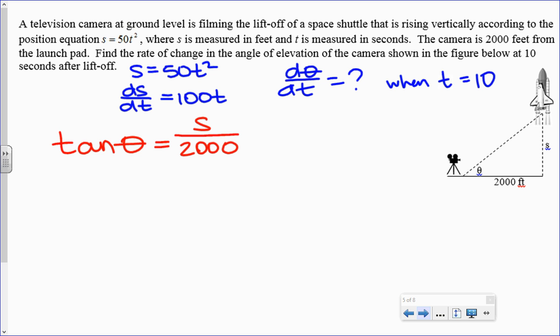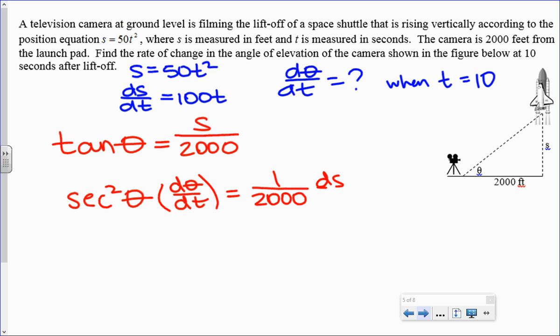Now, this is exciting. We get to take this derivative, okay? What is the derivative of tangent? Okay, so we have secant squared theta, but we're taking the derivative with respect to time, so we have to multiply by d theta dt. Don't get too out of control with the derivative of S over 2000. That's basically 1 over 2000 times S. So we have 1 over 2000 times dS dt, the derivative of S with respect to time.